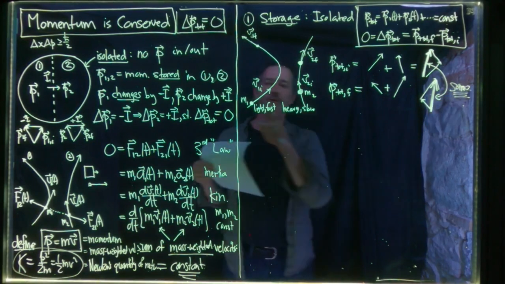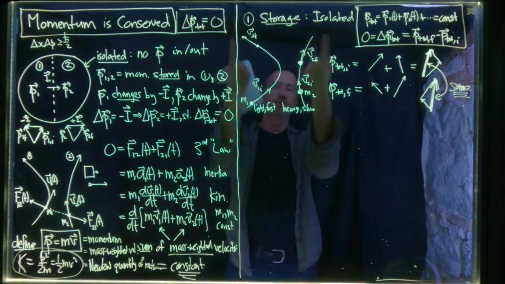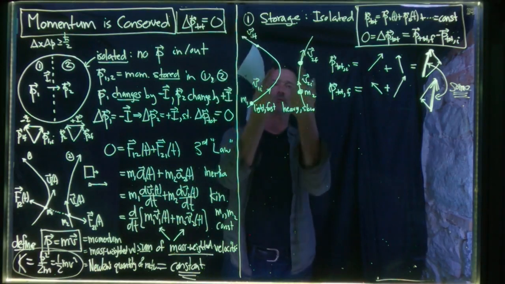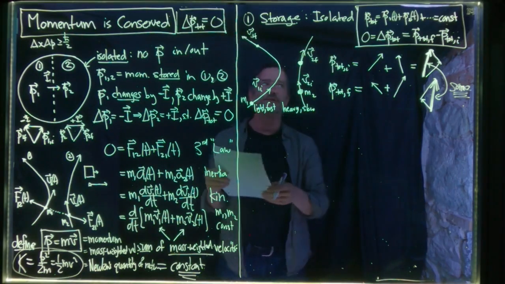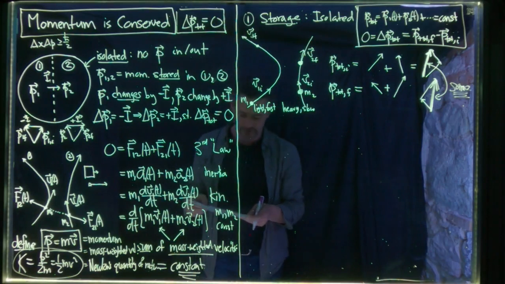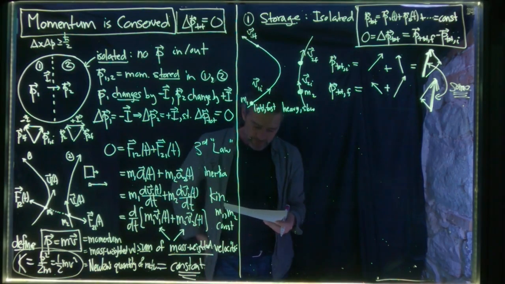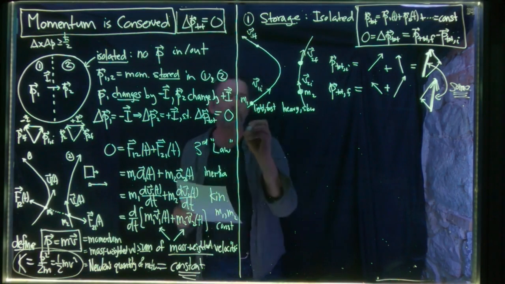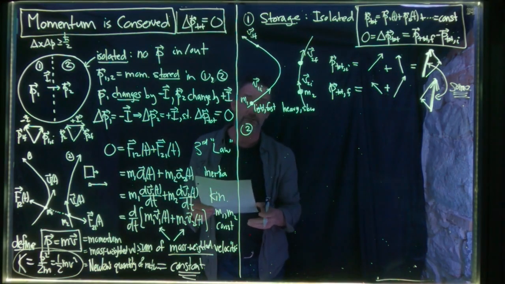So individually, P1 and P2 have changed, but their sum never changes at any instant of time throughout this entire interaction. The sum of both momenta is always the same. Okay, very good. So the second way to think about this is in terms of momentum transfer.